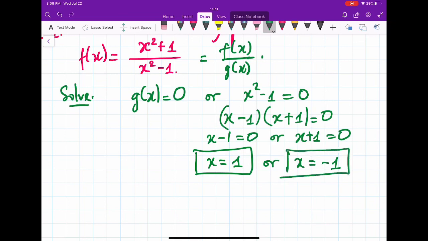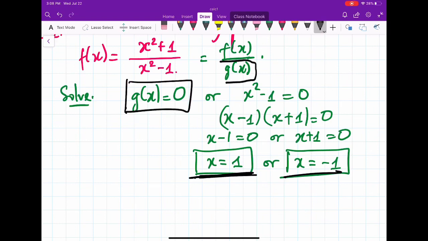So we have two candidates. Okay, two candidates. They are still not vertical asymptotes. We need to verify that. But in order to find all candidates, we need to solve the equation g(x) equal to 0. We just put the denominator equal to 0 because we cannot divide by 0, and only in that case might we have infinite limits. Okay, so what is the next step?